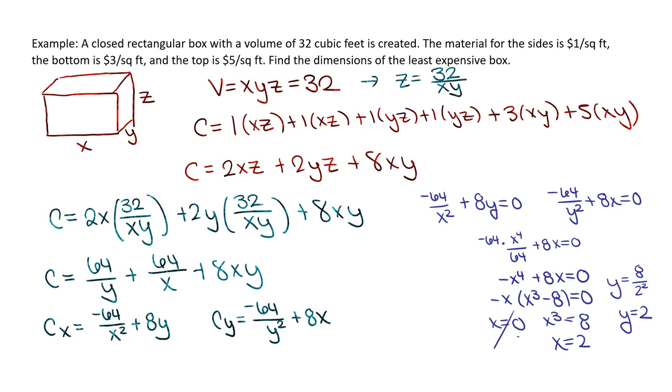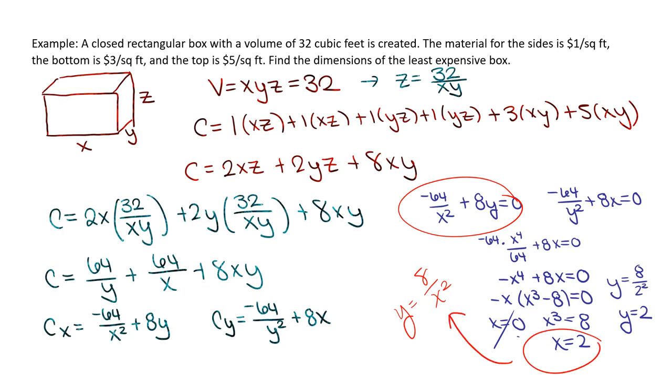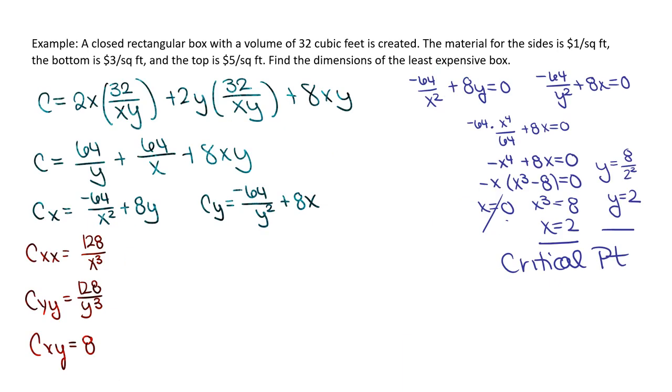And then I have since erased it, but when we set that first partial with respect to x equal to 0, we ended up getting the equation y equals 8 over x squared. And so if x is 2, then y would be 8 over 2 squared. Oh, y is also 2. Okay, so both of my partials equal 0 when x is 2 and y is 2. That is my critical point. x equals 2, y equals 2.